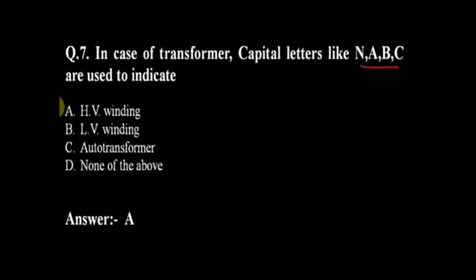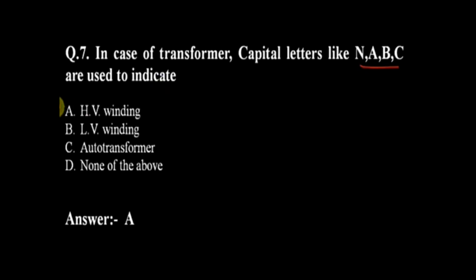Question number 7 is, in case of transformer, capital letters like N, A, B, C are used to indicate. Means what do capital letters on a transformer indicate? Options are A, HV winding, B, LV winding, C, auto transformer, and D, none of the above. So our answer is option A, HV winding. Means capital letters are for HV winding, and when the letters are small then they indicate the LV winding.